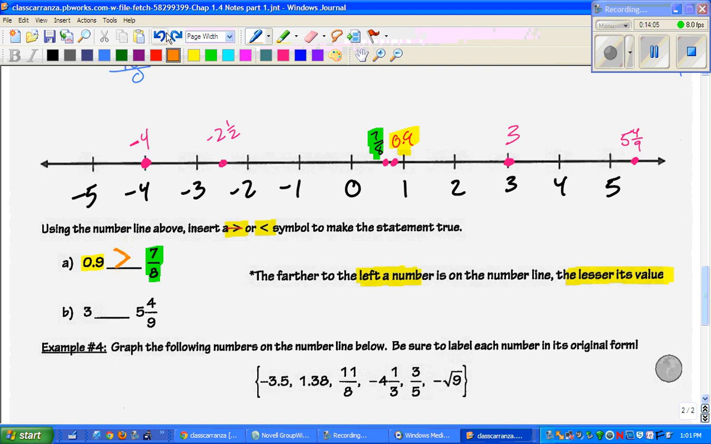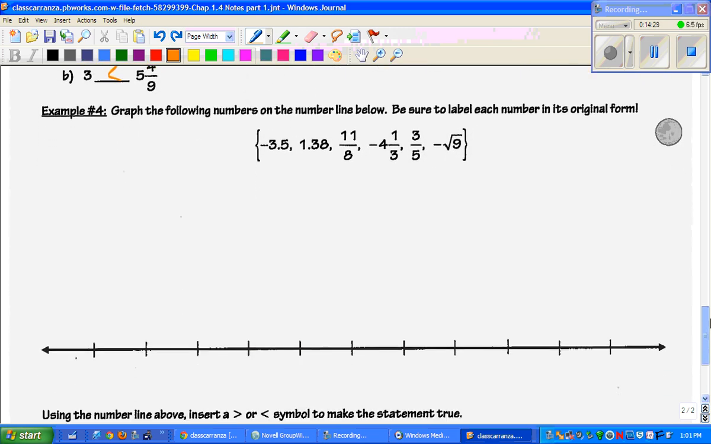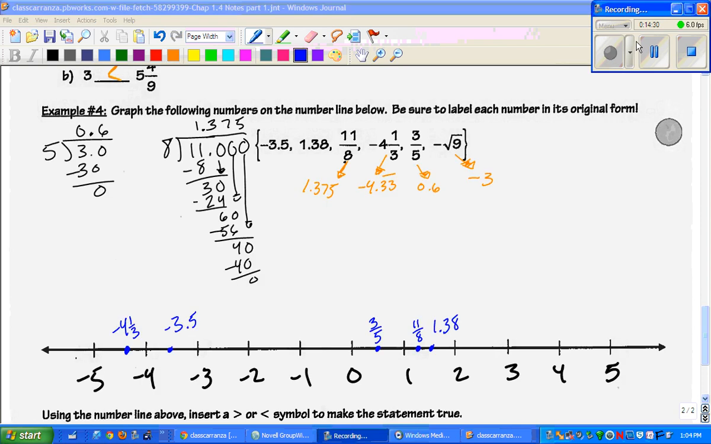Okay, let's look at 3 and 5 4/9. 3, 5 4/9. Which one's bigger? Okay, 5 4/9. Is Pac-Man eating the bigger number? He is, so we're good. Okay. Why don't you guys go ahead and pause the video and finish example number 4. Okay, this is what you guys should have gotten.